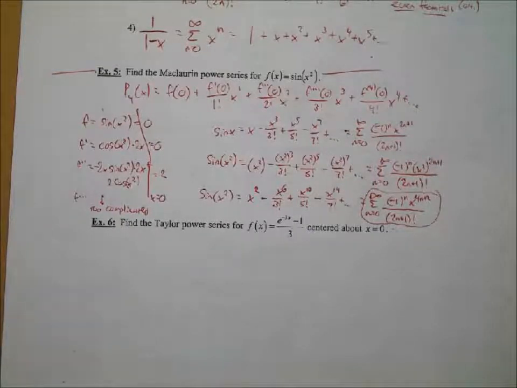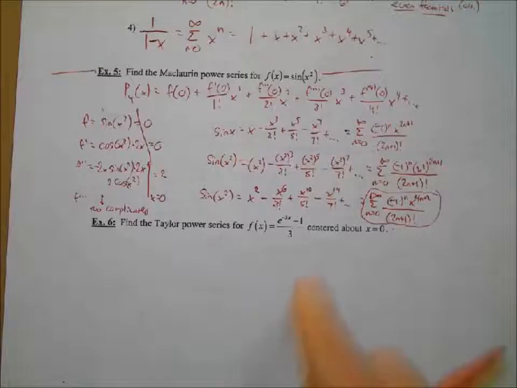All right. Any questions on example five there? Pretty straightforward. Okay, so now we look at example six. Find the Taylor power series for f of x equals e to the negative 3x minus 1, all over 3, centered about 0.